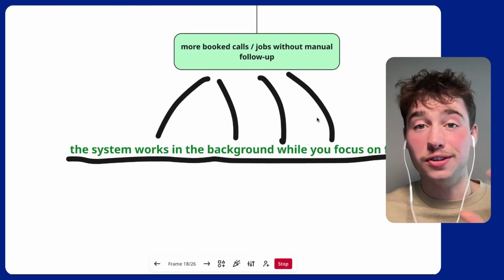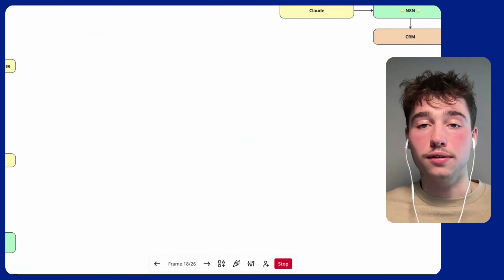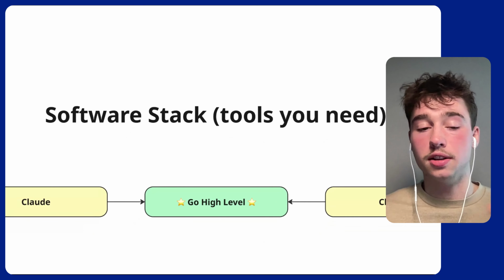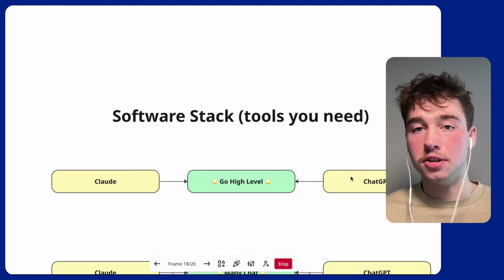So this AI agent's only job is to qualify leads, figure out their intent, and route them to the next step in your funnel. So let's talk about the software stack and the tools you need. Pretty simple. You're just gonna need a couple LLMs. I recommend Claude. You can use ChatGPT as well.